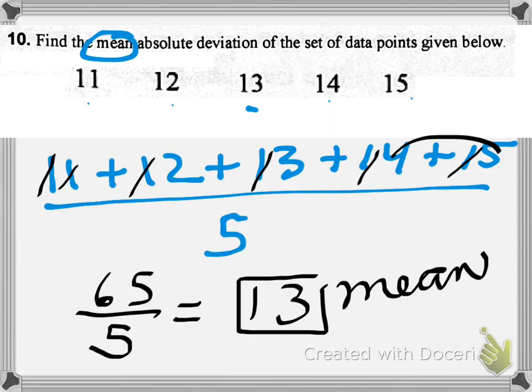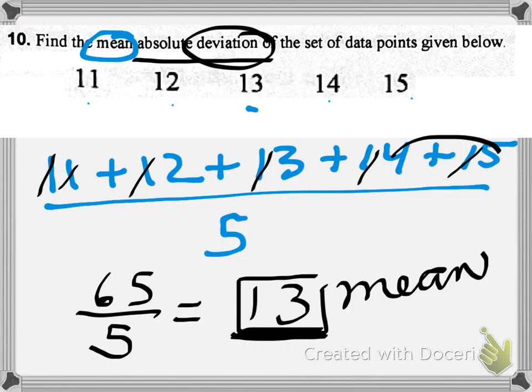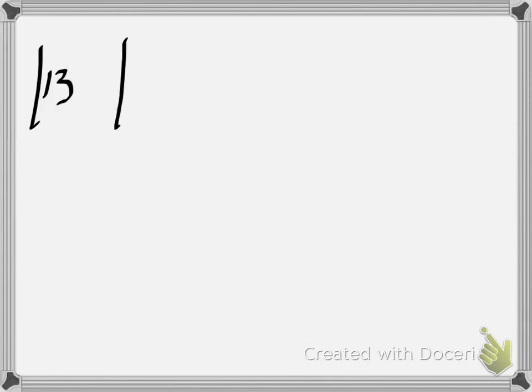take the mean or the average, and we're going to have to find the absolute deviation. Absolute talks about absolute value, and deviation is how much it's different from the mean. So now that we have the mean, we're going to redo this using the 13 every time. So what we're going to do is take the absolute value, which simply means the distance from 0, and we have the numbers 11, 12, 13, 14, 15.